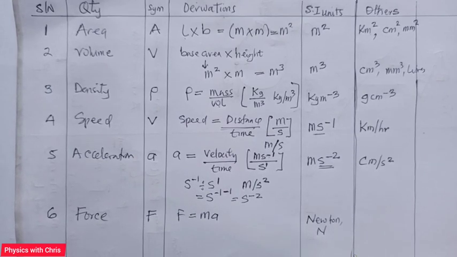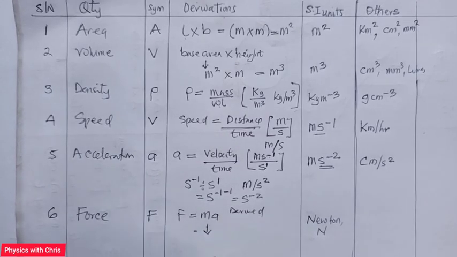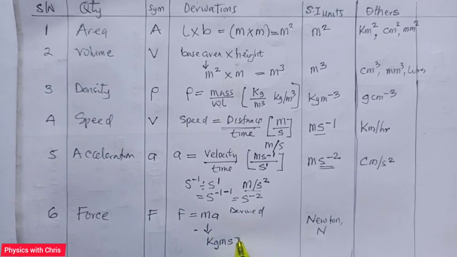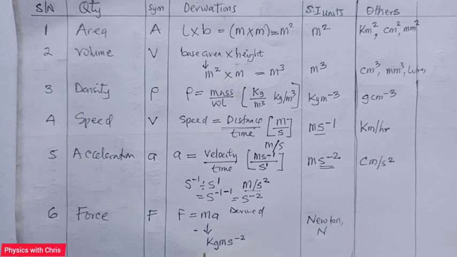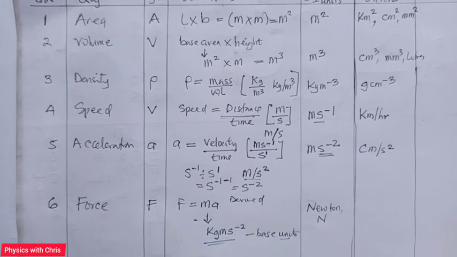SI base unit of force. How do we do that? The derived unit of force in terms of base units, in terms of the fundamental units. We start by writing down the unit of mass as kilogram and the unit of acceleration as meter second raised to power minus 2. So this gives the SI base unit, because the unit of force is now given in terms of only the base units.